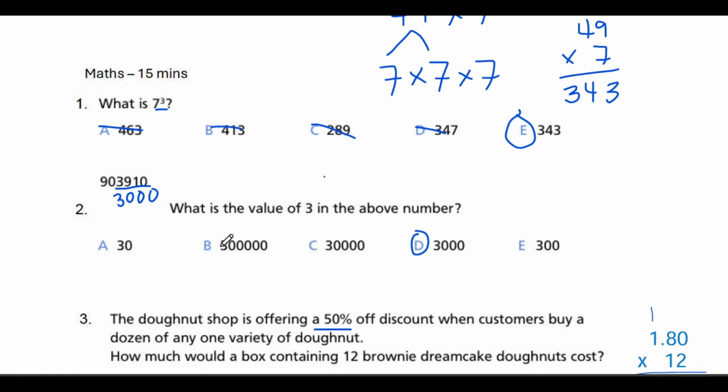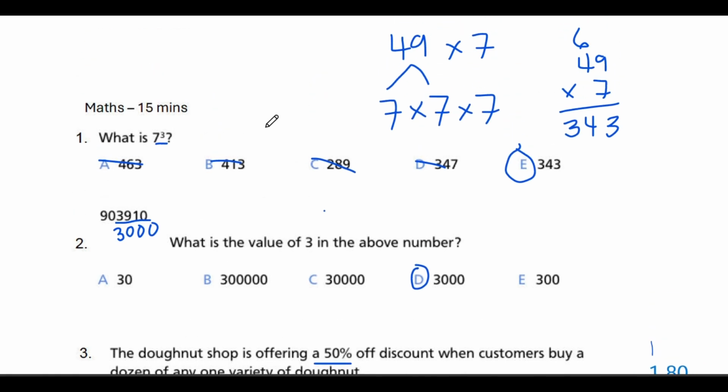When we see 7 cubed, 7 to the power of 3, it means we need to multiply 7 by itself 3 times. 7 times 7 times 7. First, let's do 7 times 7. That equals 49. Now, we take that 49 and multiply it by 7.